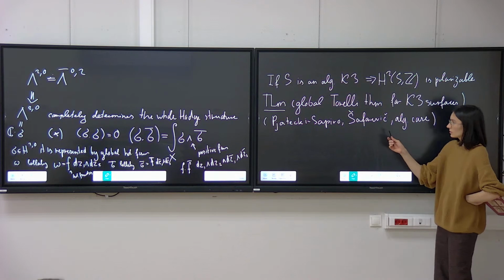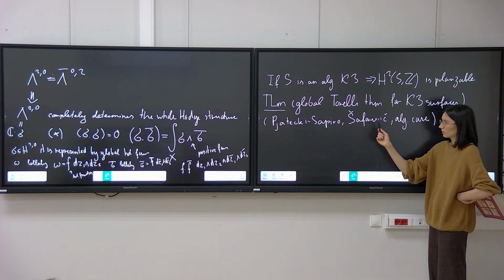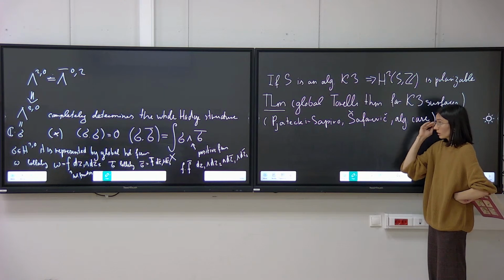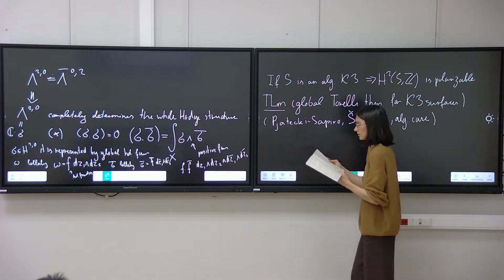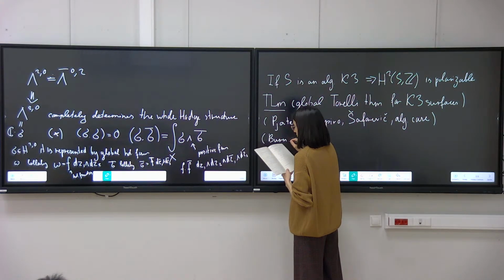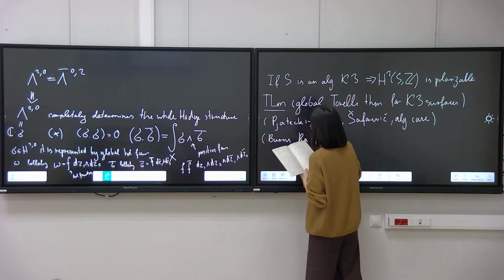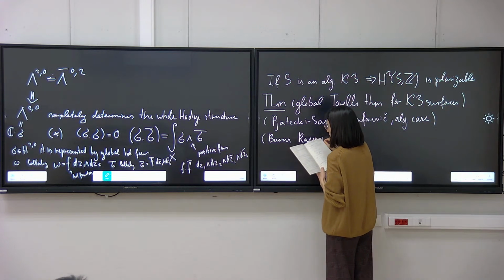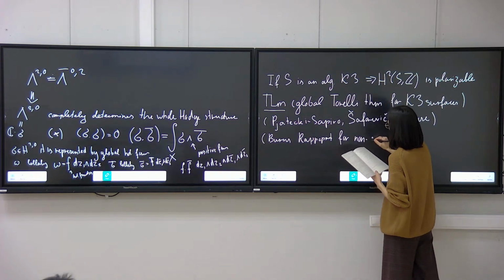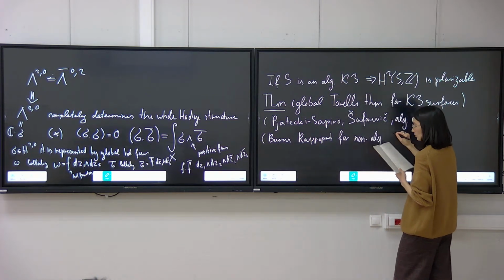And I think I will follow this classical proof, most probably, for an algebraic case, and then Burns and Rapoport for non-algebraic, for all K3 surfaces.